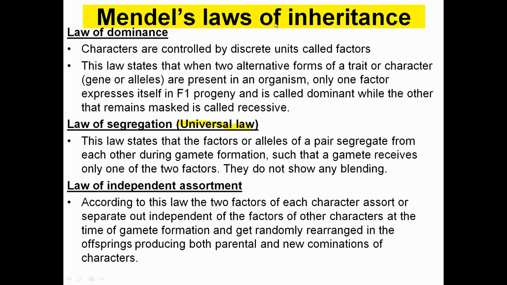Now comes Mendel's laws of inheritance. By doing monohybrid and dihybrid crosses, Mendel came to declare three laws. These are the law of dominance, the law of segregation, and the law of independent assortment.